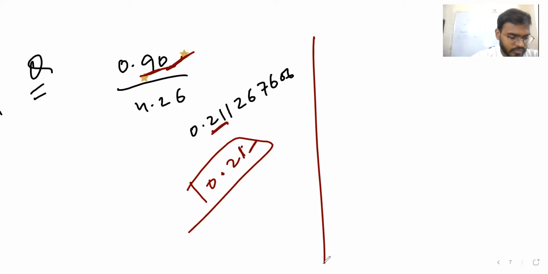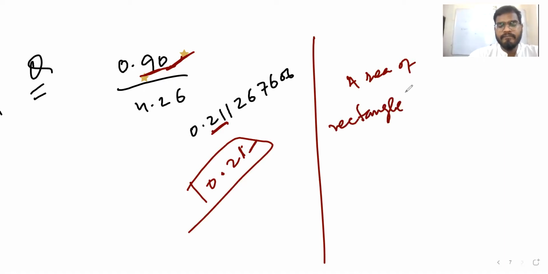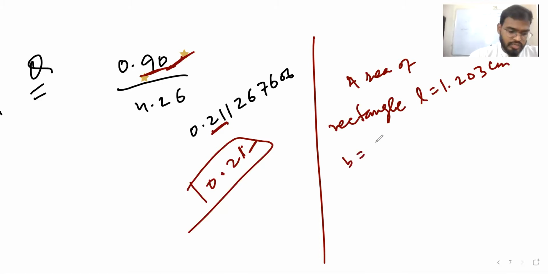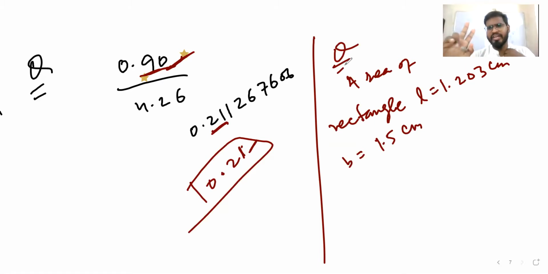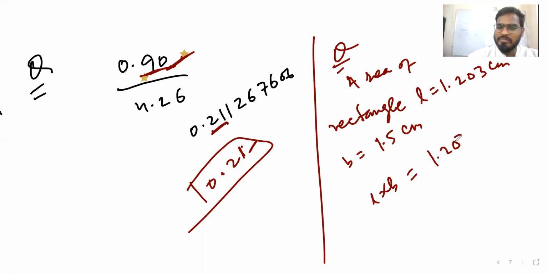Let's see a few more questions. Area of a rectangle where length is 1.203 centimeter and breadth is 1.5 centimeter. From here, one thing we can say is the significant digits should be 2, right? That is the main concept. So let's multiply length into breadth, right? Now you guys multiply with your mobile. I am not going to do it.